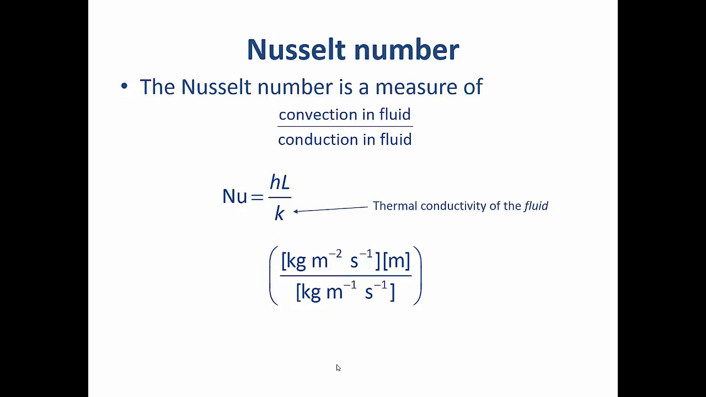Another dimensionless number, which is a measure of convection in fluid compared to conduction in fluid, is the Nusselt number, which is equal to hL over k. Now it is important to emphasize the fact that this thermal conductivity is the thermal conductivity of the fluid, because the Biot number looks essentially identical. I originally introduced it as hV over kA, but that can be equivalently written as hL over k. But in that case, the k value is the thermal conductivity of an adjacent solid. So the Nusselt number applies purely to a fluid. And again, just an indication of the dimensions to show that it is actually dimensionless.